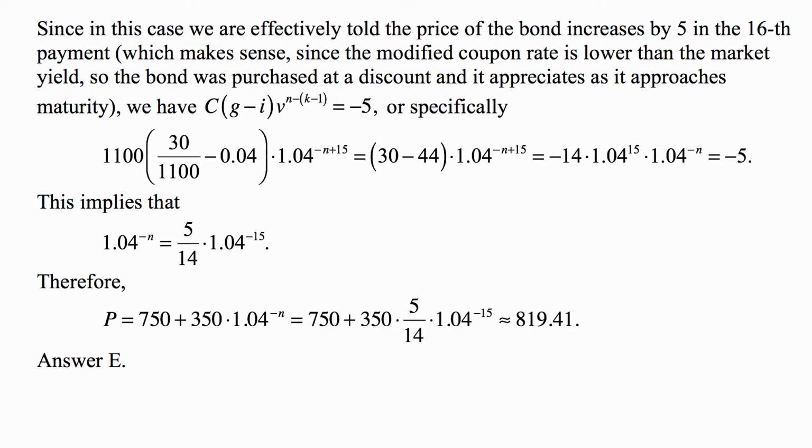Oh, well then we have the price, because we found that the price can be written in terms of 1.04 to minus n, so we just plug that in. And we calculated, and the price is approximately 819.41. Of course, the bond was purchased at a discount. That's confirmed in this calculation. And that's answer E.